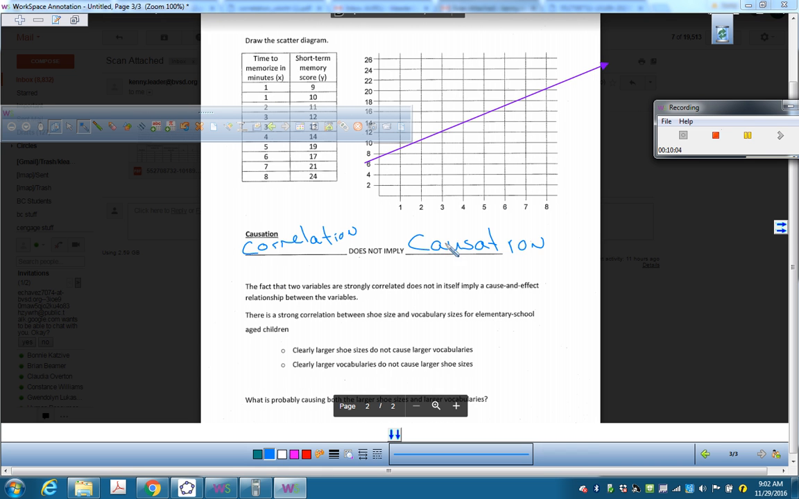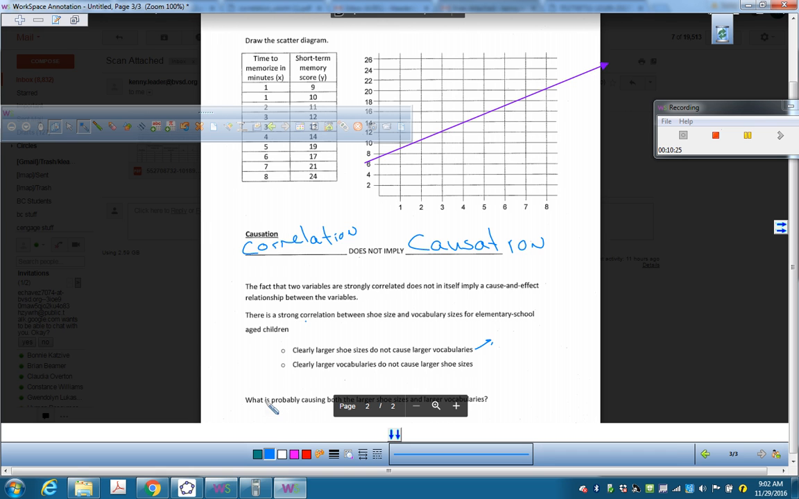Okay? So correlation does not imply causation. For example, there's a strong correlation between shoe size and vocabulary size for elementary school age children. Clearly, large shoe size does not cause larger vocabulary. Well, why would shoe size and vocabulary go up at the same time? If you wear bigger shoes, do you have better vocabulary?